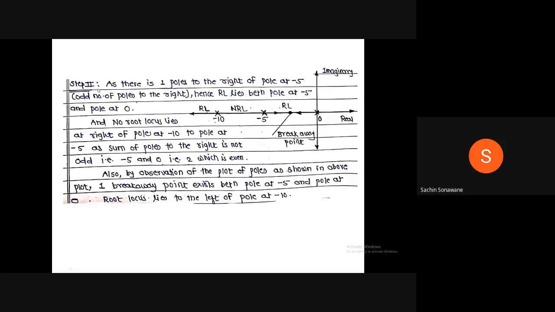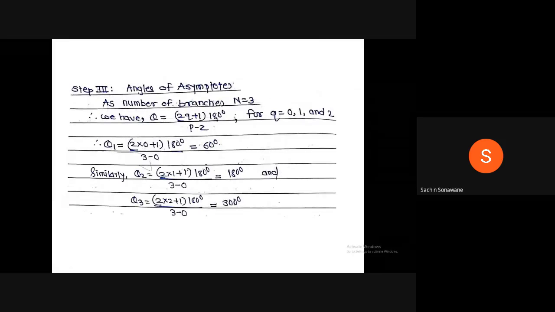Step 2 done. Now step 3, angle of asymptote. Now how many branches are there?